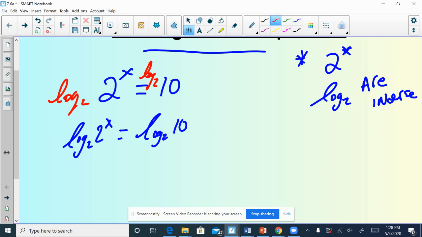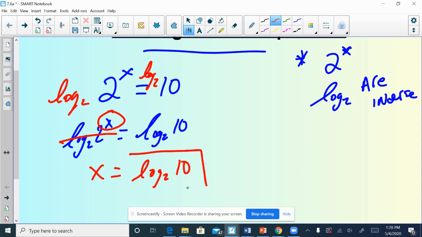Now, I told you guys that log base 2 and 2 to the power are inverses of each other. They undo each other. It's kind of like doing plus 2 and minus 2. They cancel each other out. So those cancel, and when they cancel, whatever's the exponent just becomes full size. So log base 2 of 2 to the x is just x, because log base 2 and 2 to the power cancel each other out. Now, this side, they don't cancel each other out because they're different bases. We have base 2, and then we have 10. So x is equal to whatever log base 2 of 10 is.